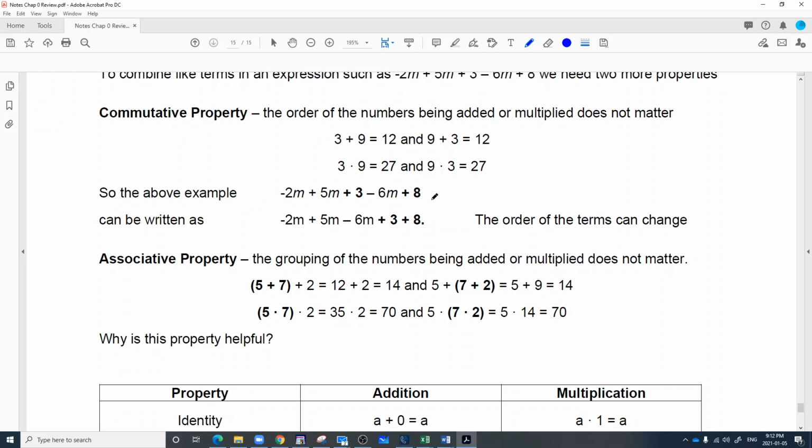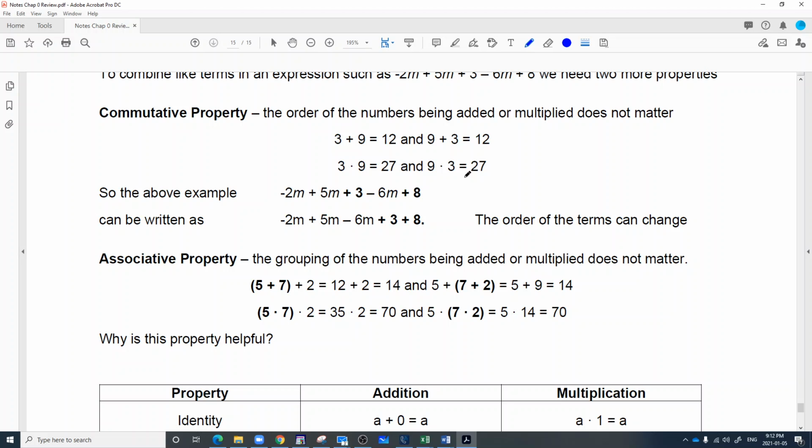We had the distributive property, the identity property, and the inverse properties. The last two properties are commutative and associative. The commutative property is that the order of numbers being added or multiplied doesn't matter. For example, 3 plus 9 is 12. Well, 9 plus 3 is still 12. 3 times 9 is 27. 9 times 3 is still 27.